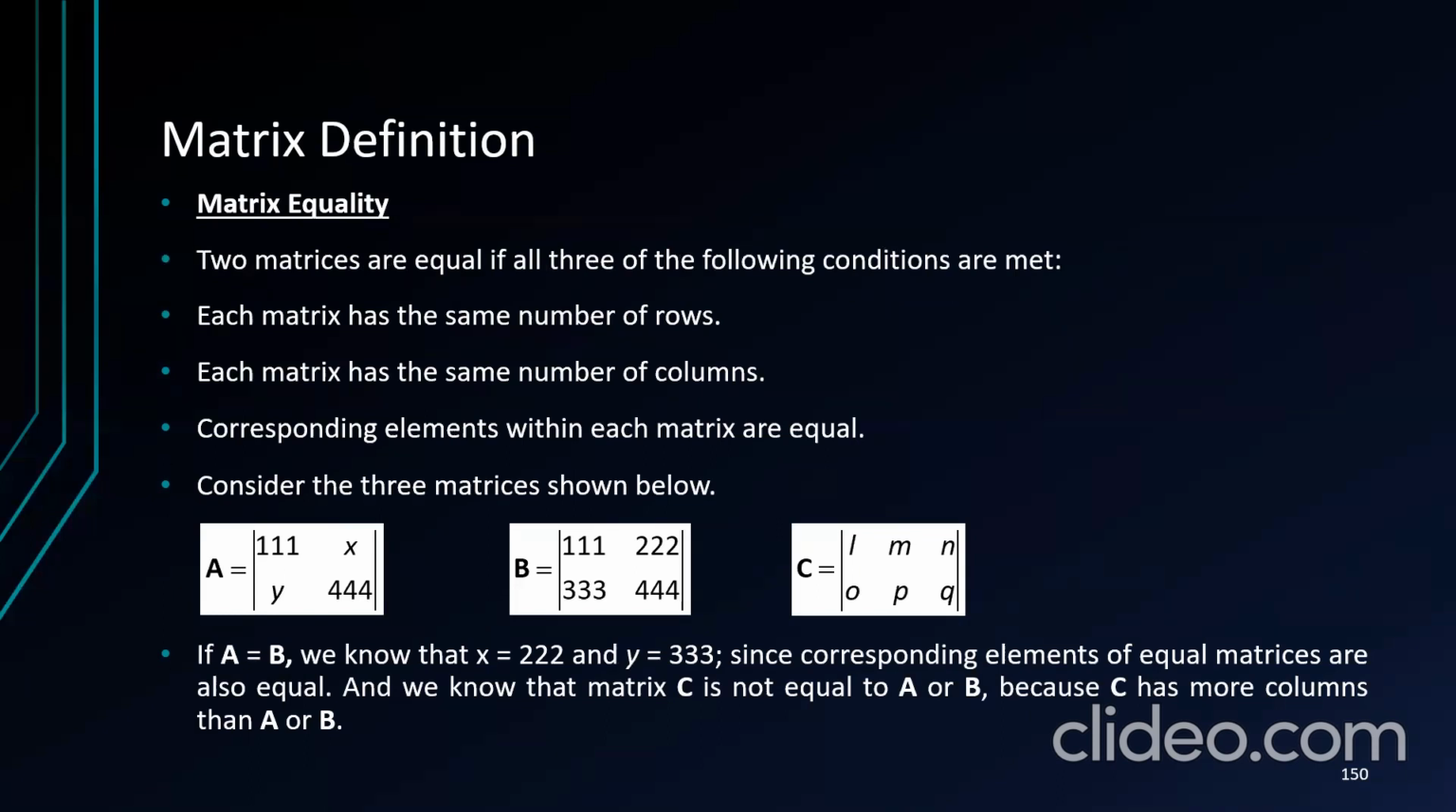So, equal siya. So, consider the three matrices shown below. A is equal to 1, 1, 1, X, Y, 4, 4, 4. Matrix B is 1, 1, 1, 2, 2, 2, 3, 3, 3, 4, 4, 4. And C is equal to L, M, N, O, P, Q. If A is equal to B, then X is equal to 2, 2, 2, and Y is 3, 3, 3, since corresponding elements of equal matrices are also equal. And we know that matrix C is not equal to A or B because C has more columns than A or B, kasi tatlo na ang columns ito. So, hindi talaga siya mag-equal.